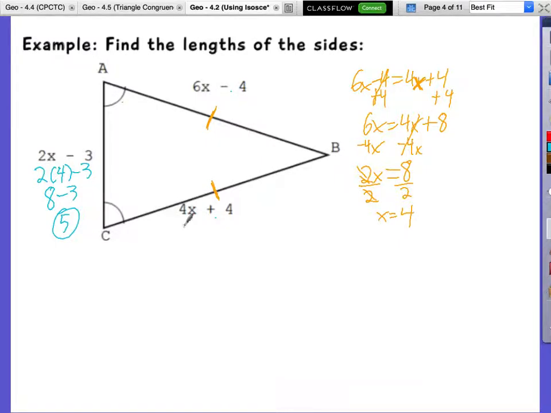We usually prefer that. So 4 times 4, which is our x, plus 4. It's a lot of 4s. 4 times 4 is 16 plus 4 is 20. So this side up here, AB, is 20.